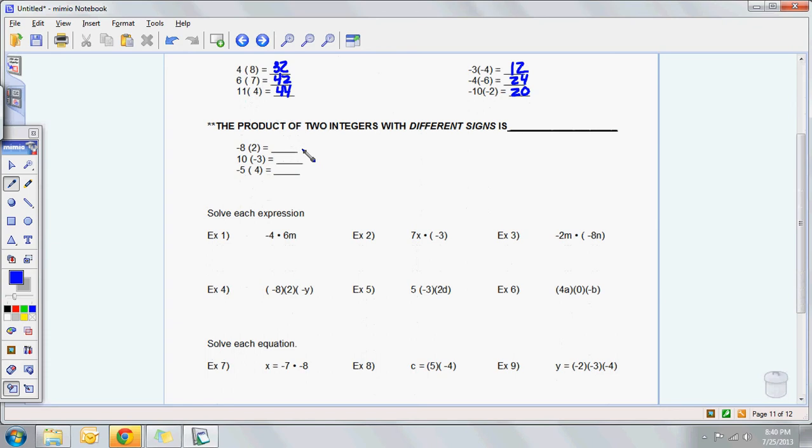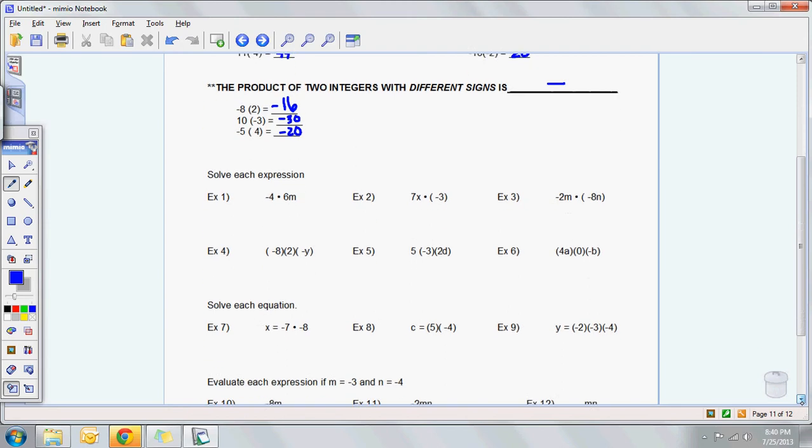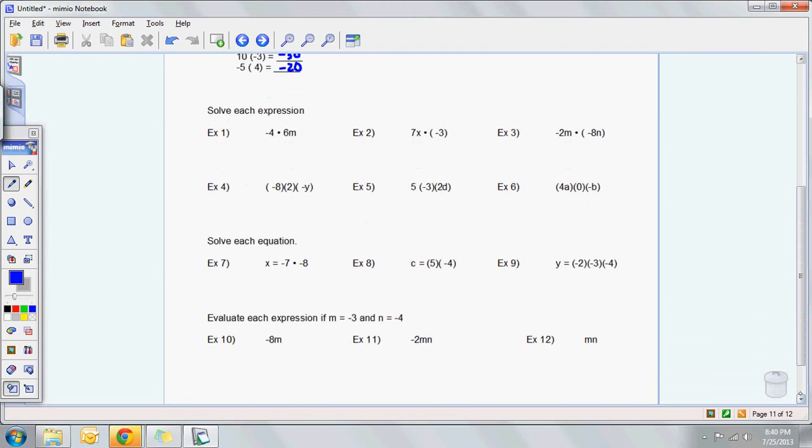Then our second rule is, if the product, again, the answer to our multiplication problem, of two integers has different signs, then your answer is going to be negative. So, for example, I have a negative times a positive, a positive times a negative, a negative times a positive. So all of these, if we have different signs, our answer has to have a negative in it. So this one would be negative 16, negative 30, and then negative 20. So remember those two rules as we do some of these practice problems. You might want to pause the video right now and just try these on your own and then check back if you need to.